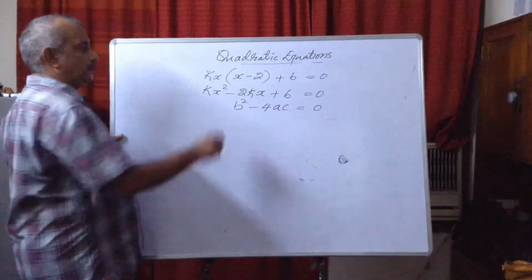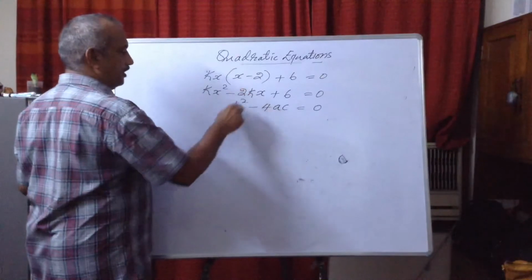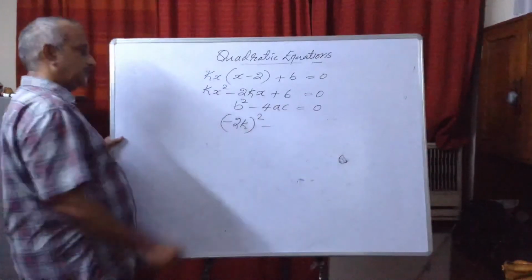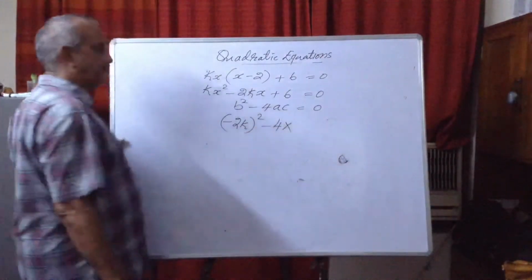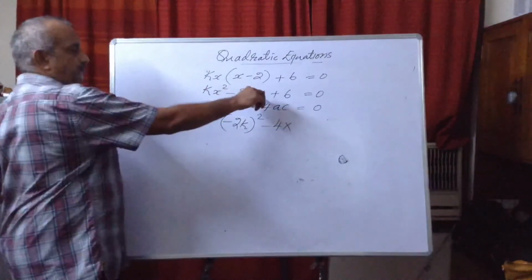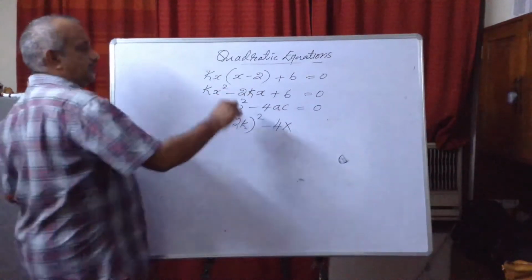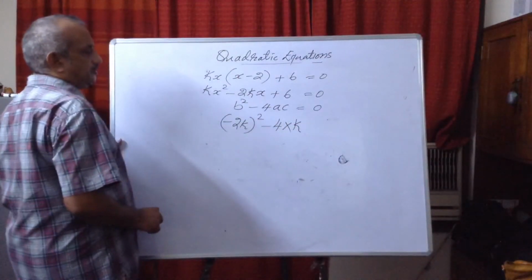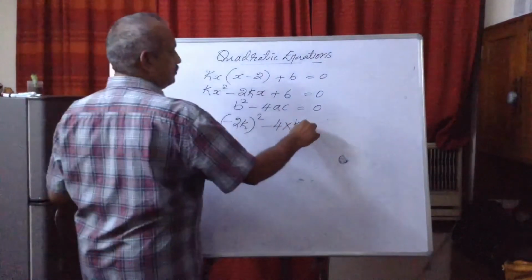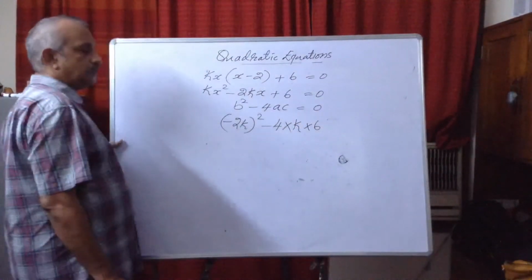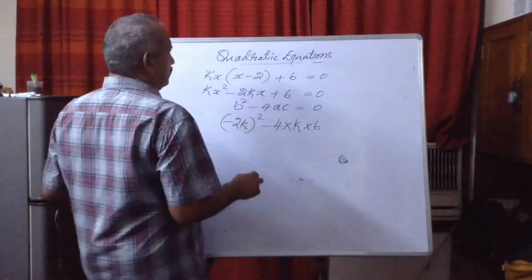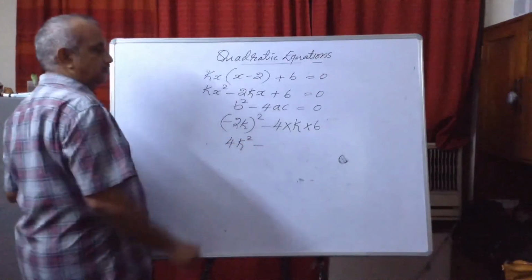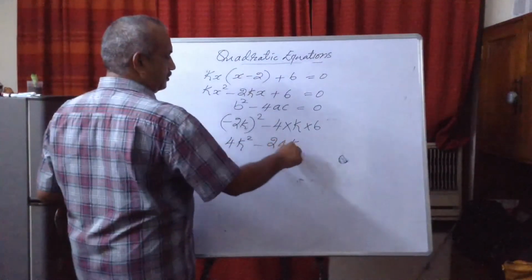Now, what is b? Not 2k, minus 2k. Minus 2k the whole square minus 4 into, what is the coefficient of x square? b is the coefficient of x, that is minus 2k. Then a is the coefficient of x square, that is k. b square minus 4ac into 6. So we are getting this: 4k square minus 6 4s are 24k is equal to 0.